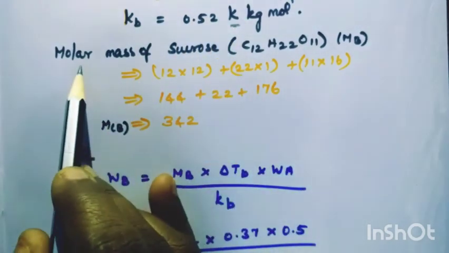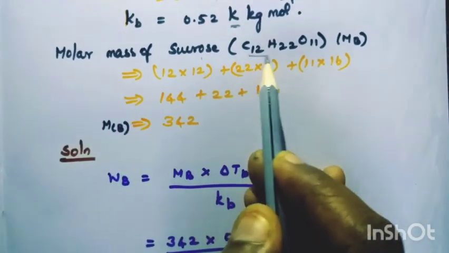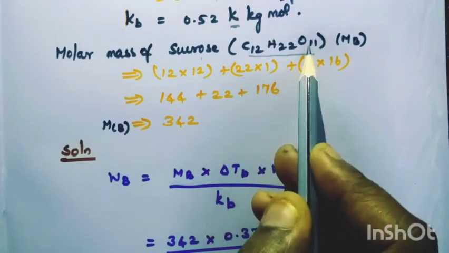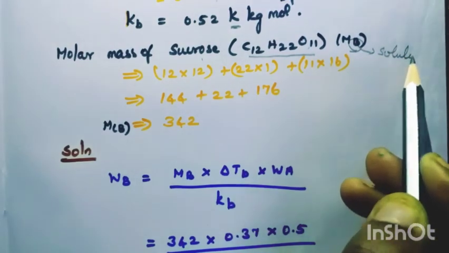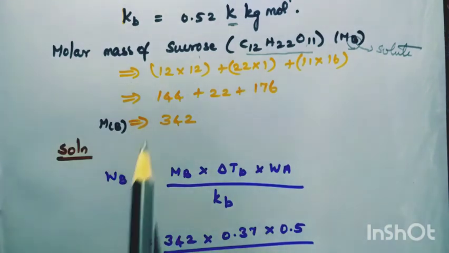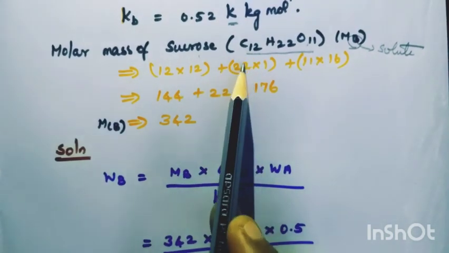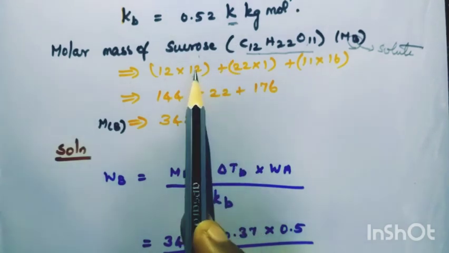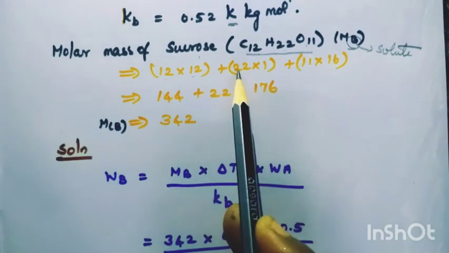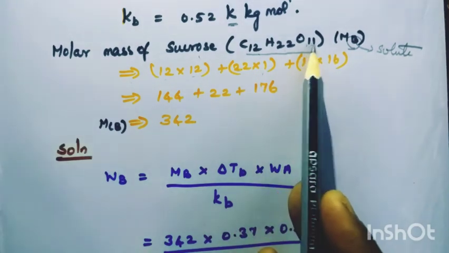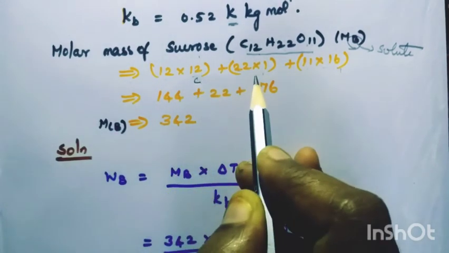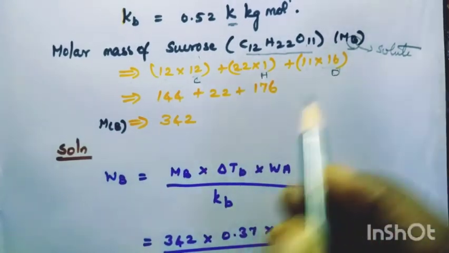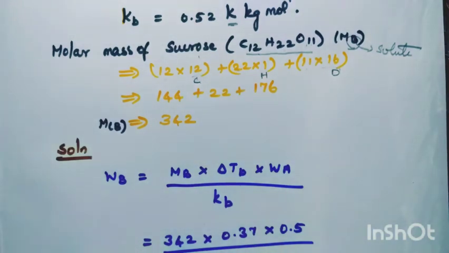Molar mass of sucrose. Molar mass formula first, what is the sucrose? C12H22O11. Solute means B, so sucrose is our solute. So, 12 carbon is there, so 12 into 12, carbon atomic mass is 12. And 22 hydrogen is there, so 22, its atomic mass is 1. 11 oxygen is there, so 11 into oxygen atomic mass is 16. By adding all these, we get the molar mass value as 342.